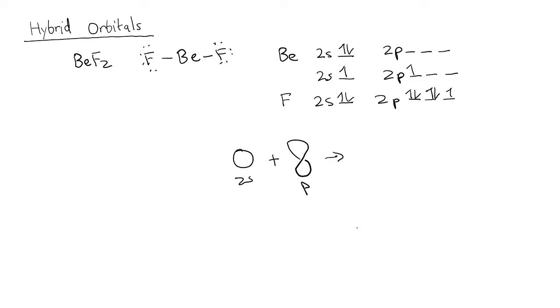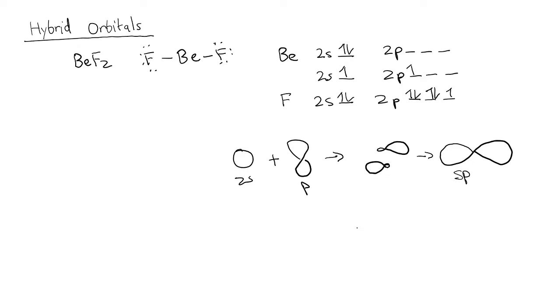So what we end up getting when we add them up is we get a shape that looks something like this, and then another shape that looks something like this. So those drawn separately, we can also draw them together, and we end up with this shape right here. So this is what we call the sp hybrid orbital.